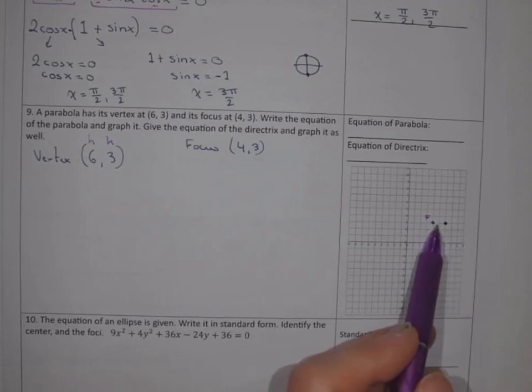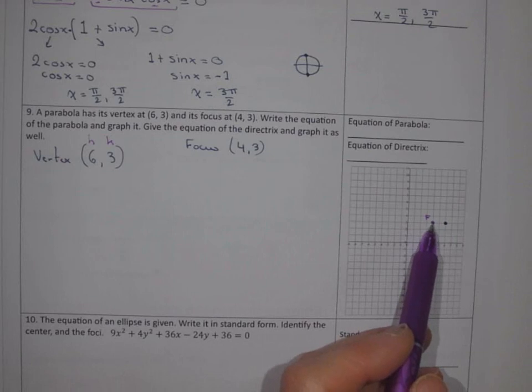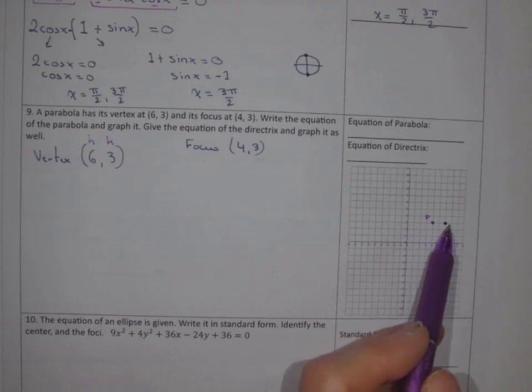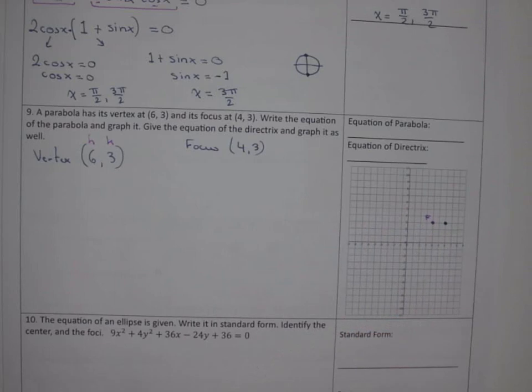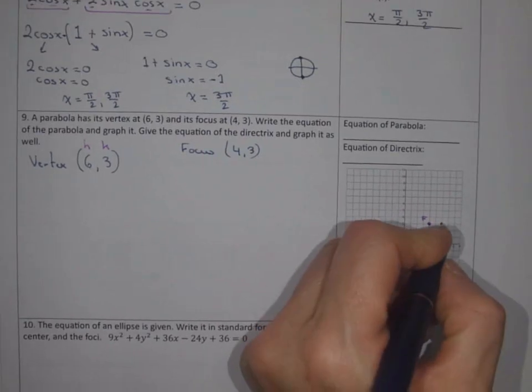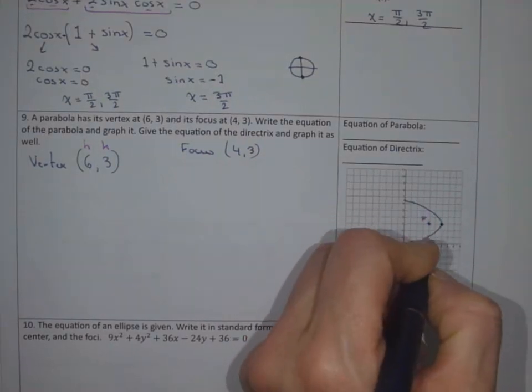Now that I have those two already, I already know the direction of my parabola, because the focus has to be aligned with the axis of symmetry and inside my parabola. So I know my parabola has to come this way.